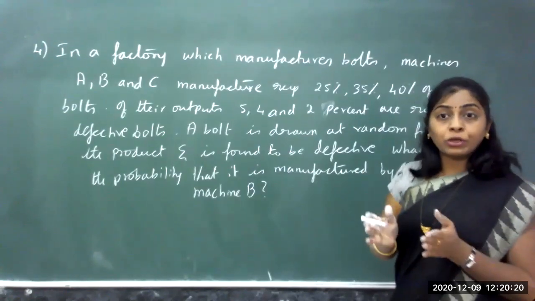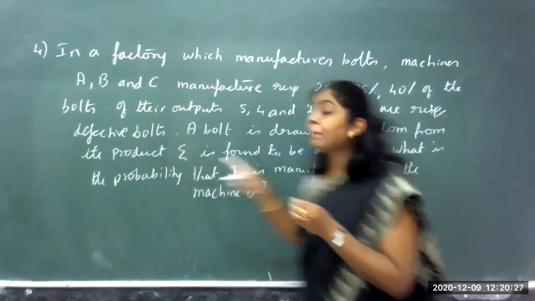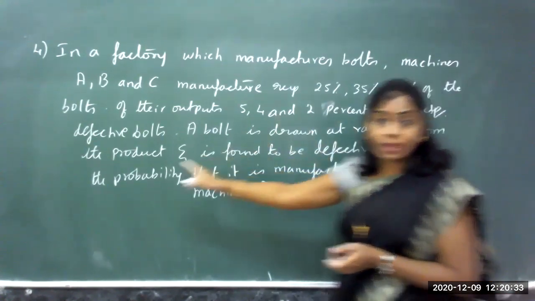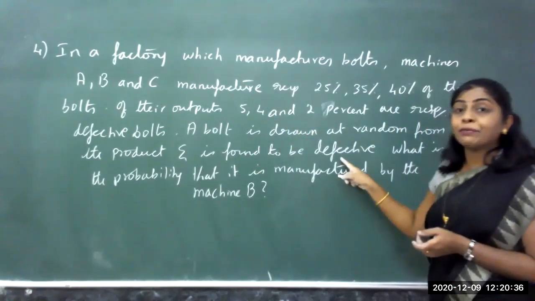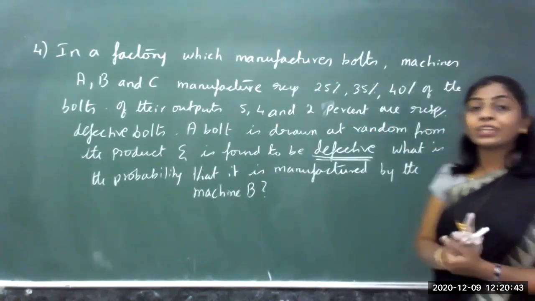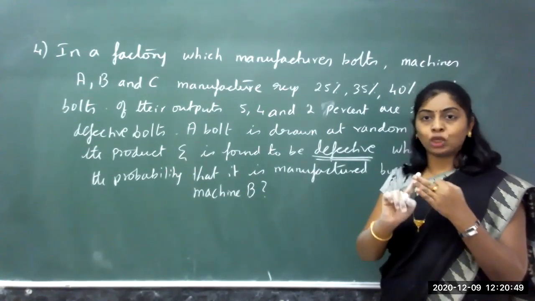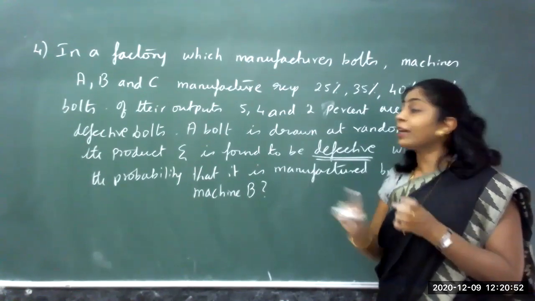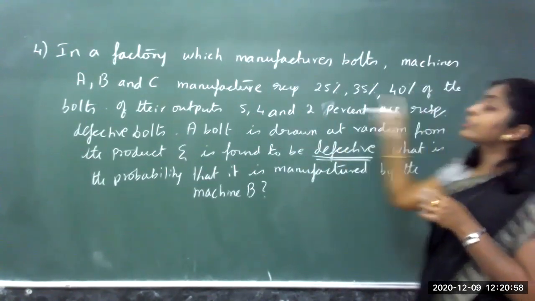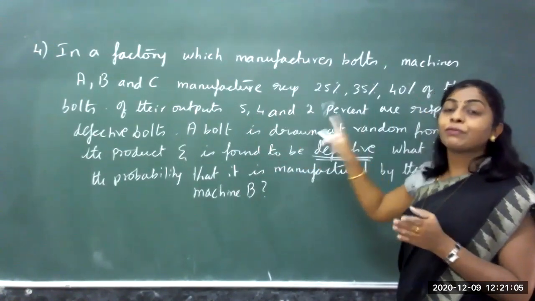In each machine, the manufacturer makes the bolts, and there are a few defective bolts, with percentages 5, 4, and 2. A bolt is drawn at random from the product and is found to be defective. What is the probability that it is manufactured from machine A? So there are three machines, these are the events given, and there are a few defective bolt percentages given. The correct ones are many, and the defective ones are given in the data as 5, 4, and 2.